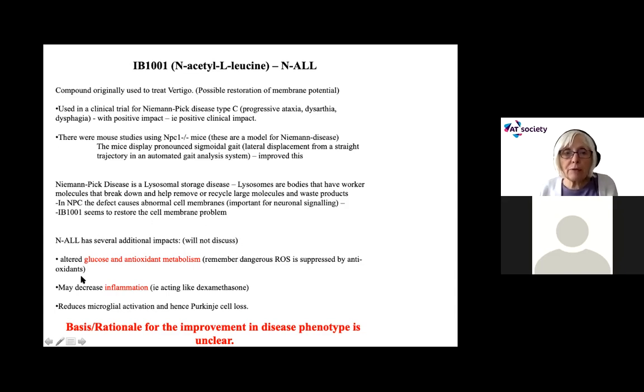It does, however, have a number of other impacts, and all of these could be relevant. I'm not going to go through them individually, but these are all things that I've talked a little bit about that could be impacting upon the ataxia. So the actual basis and rationale for improvement, both in this Niemann-Pick syndrome, is not completely clear, nor exactly how it might impact upon AT.